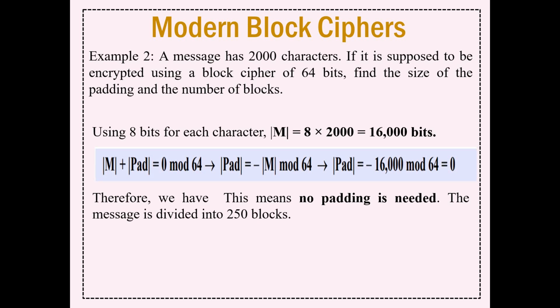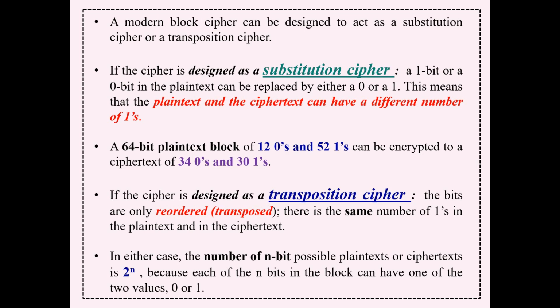So padding basically uses the message length to alter the message length to fit the requirement of the block ciphers. That's it. So let's move on. Now a block cipher has two ways of representation. A modern block cipher has either a substitution cipher or a transposition cipher. This also we have discussed a lot at the end of the first module, I would say. So if the cipher is designed as a substitution cipher, see the property: a 1 bit or a 0 bit in the plain text can be replaced by either a 0 or a 1. So 1 will be replaced by a 0 or 0 can be replaced by a 1.